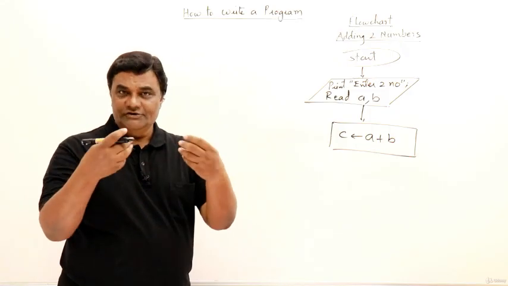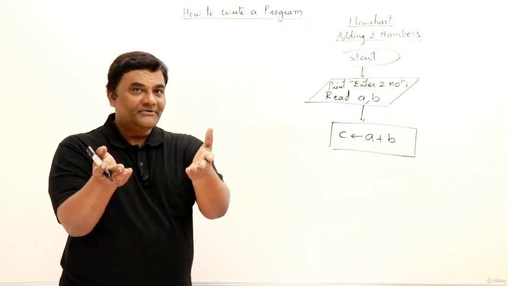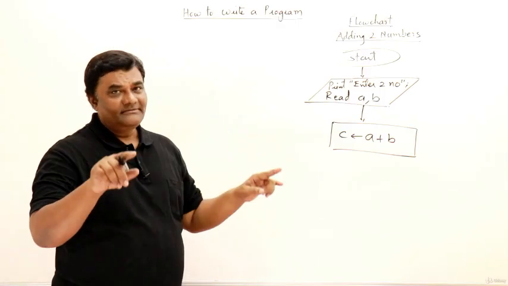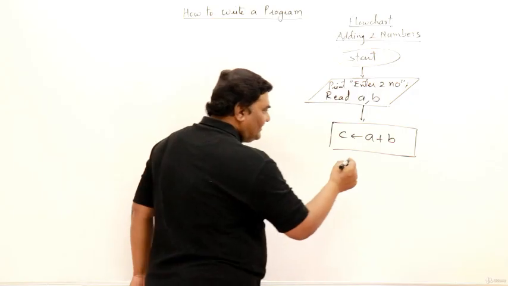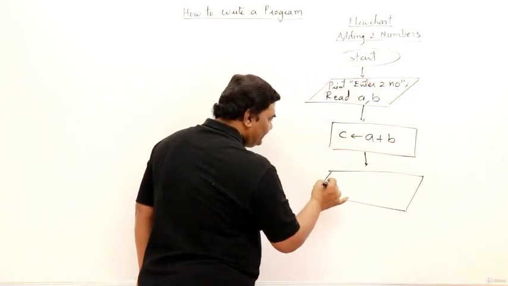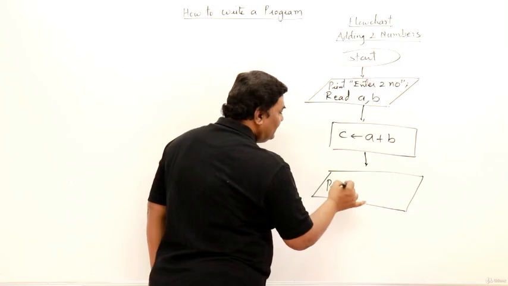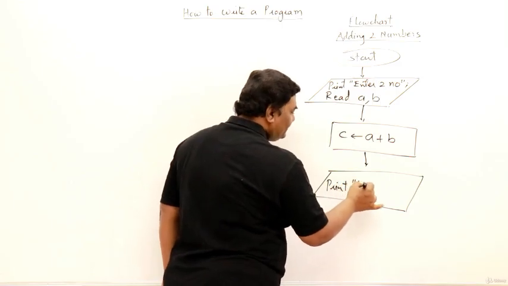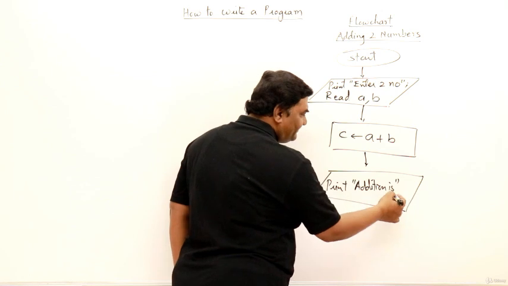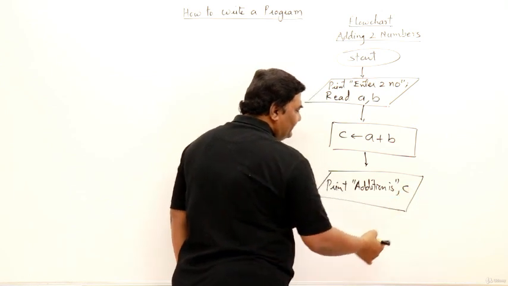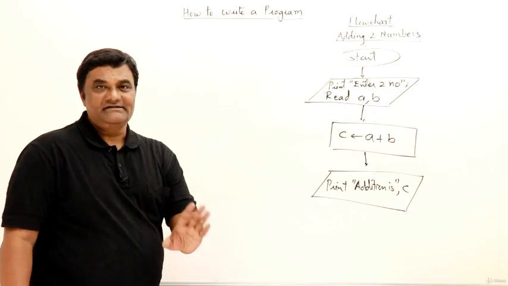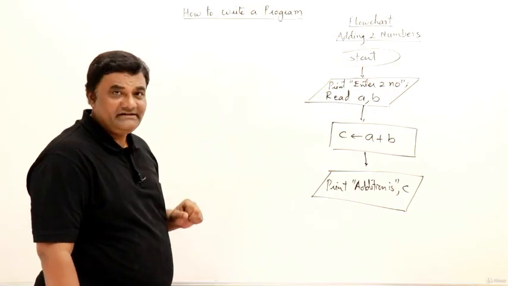I should give the result to you. Say that sum of two numbers is so and so. So that is output. For output, again a parallelogram. So I will draw a parallelogram and give an output here. So here I will say print "addition is" in quotes. This is in quotes because it's a message, then comma C. So it will be saying addition is, then the result, whatever the result is, that is there in C.